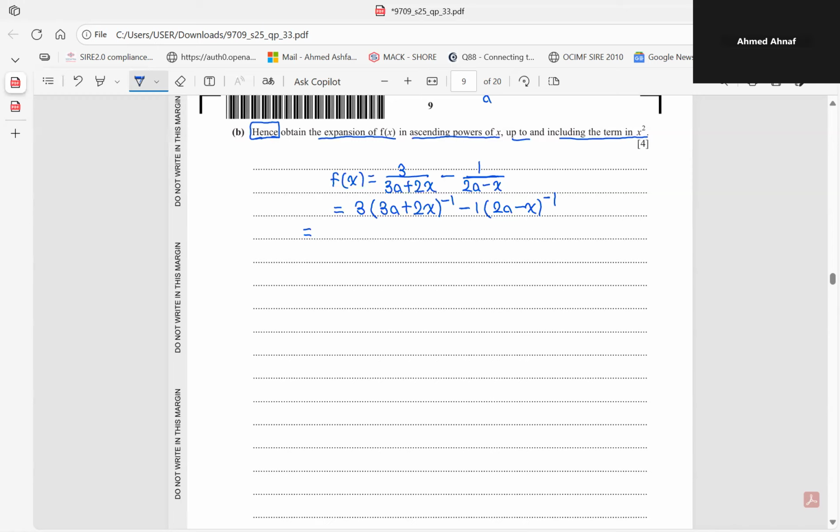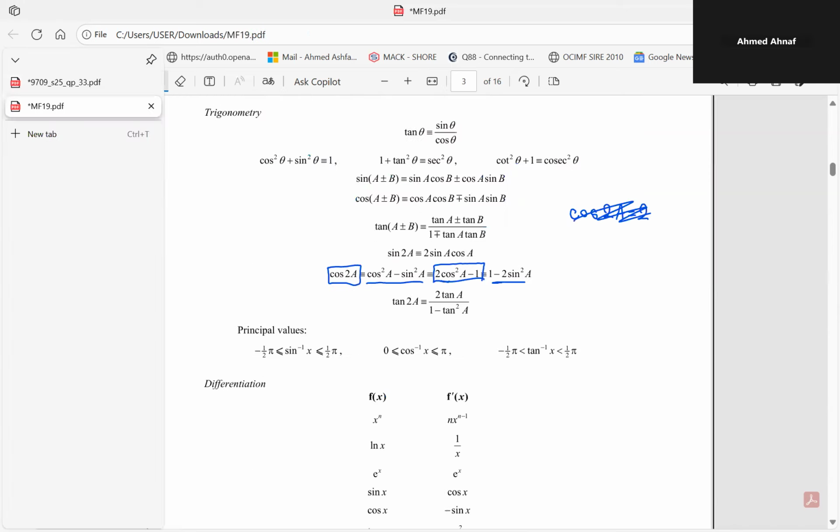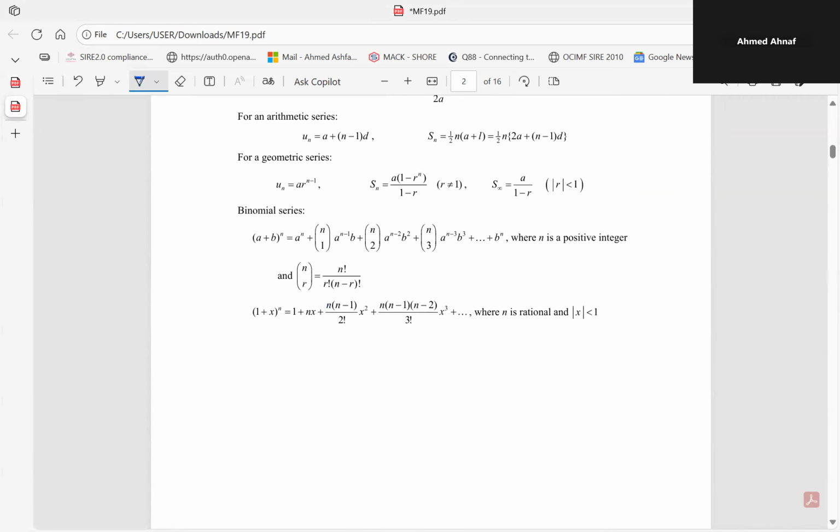To do this, we're going to have to use this formula for binomial expansion, where n is rational, so that means n cannot be a whole number, it has to be either negative or a fraction, and the modulus of x is less than 1. Since we only want up to the term in x squared, we only need this part of the formula: 1 plus nx plus n times n minus 1 over 2 factorial x squared.